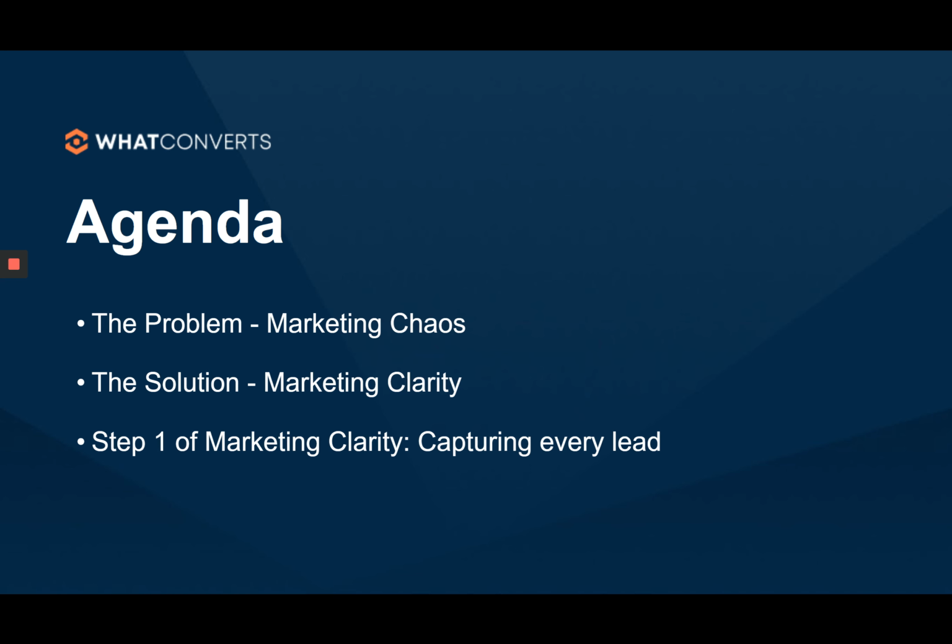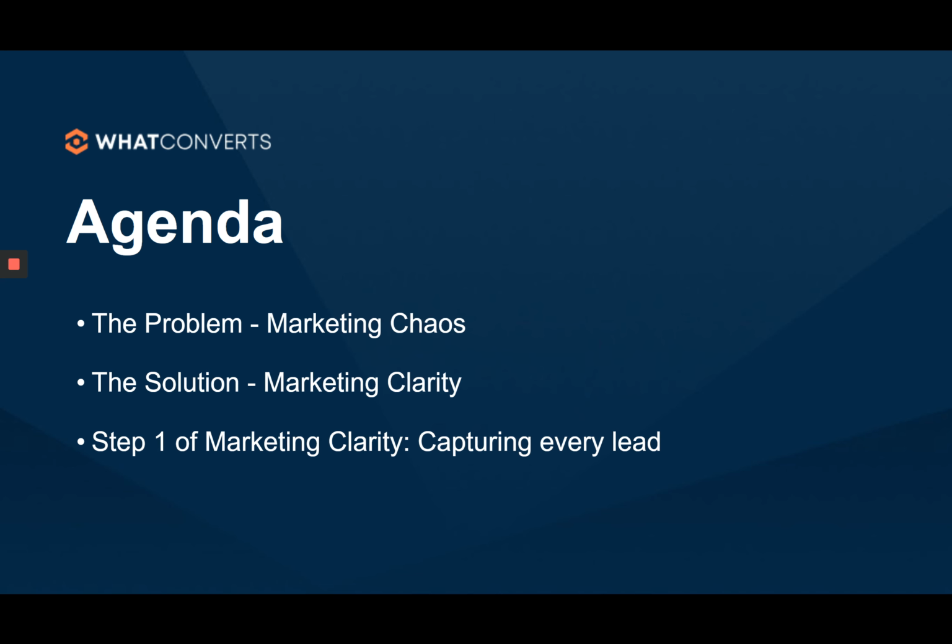So let's talk about the agenda, what we're going to go through here. First, we're going to talk about the problem, marketing chaos. Marketing involves a lot of moving parts, and marketing chaos can sometimes happen when you don't know which of the many campaigns that you're working on is actually delivering the best quality leads, or which campaigns are delivering the best ROI. If you don't know the answers to those kinds of questions, you exist in a constant state of marketing chaos.